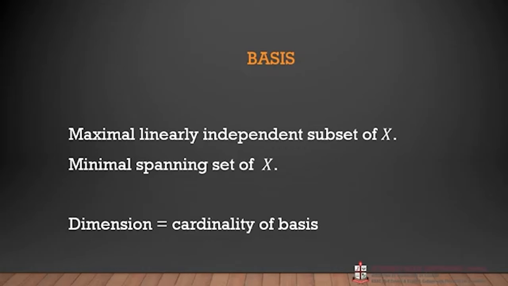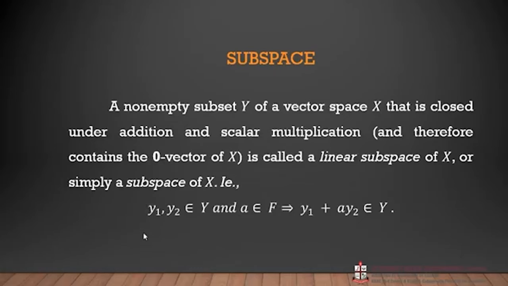And the number of elements in the basis is unique. So if you take any maximal linearly independent subset of X, all of them will have the same cardinality. If you take all the minimal spanning subsets of X, all of them will have the same cardinality. So this cardinality of basis is known as the dimension of that linear space.